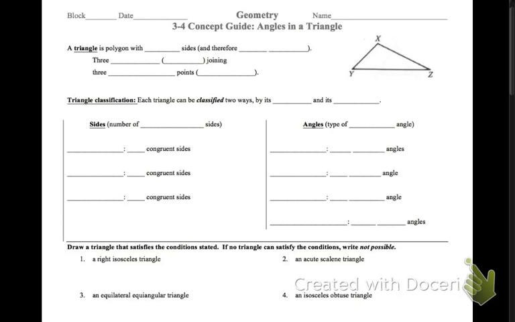Alright, so a triangle is a polygon. A polygon is a many-sided or a many-angled shape. But a triangle has three sides and therefore three angles, which is probably not a news flash to anyone here at this point in time.